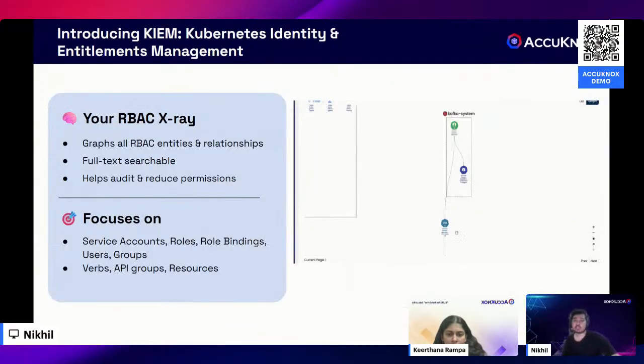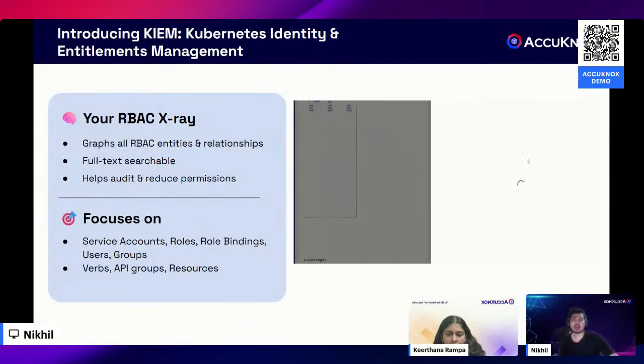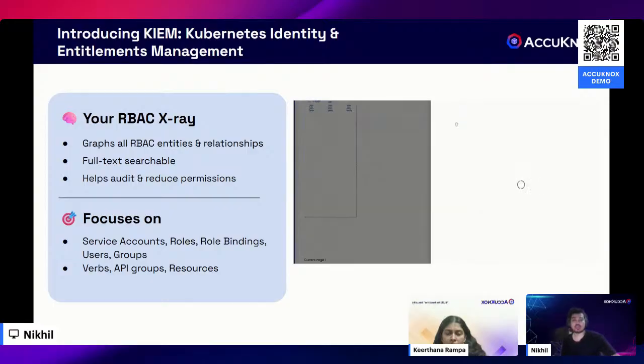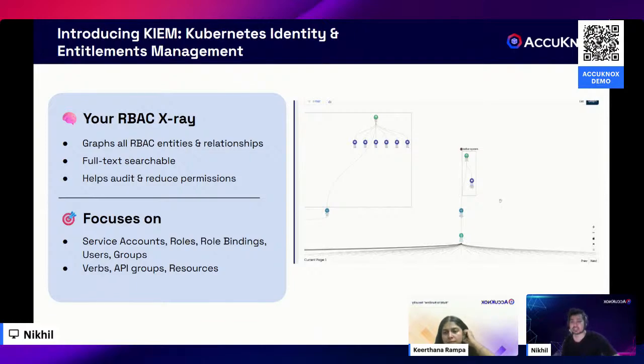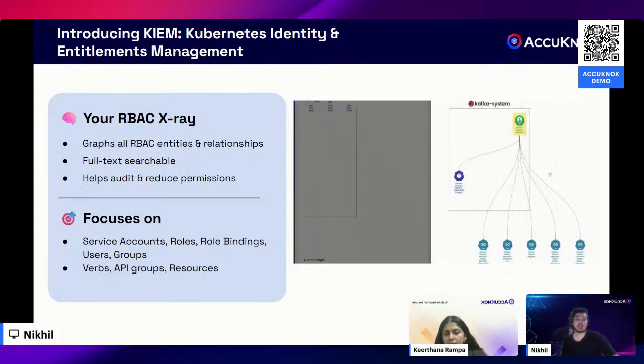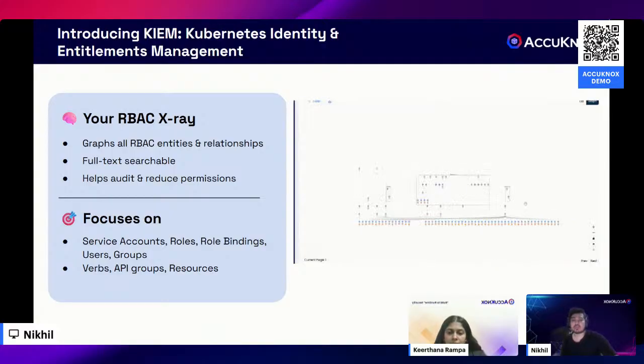Talking about KIEM, Kubernetes Identity and Entitlement Management, what it brings to the table is this: think of KIEM as an RBAC X-ray. It takes all the complexity and lays it out visually. You get a graph of all the RBAC entities and their relationships.